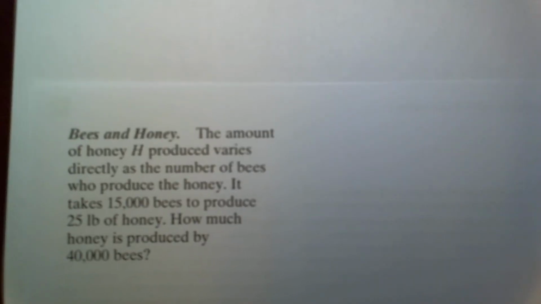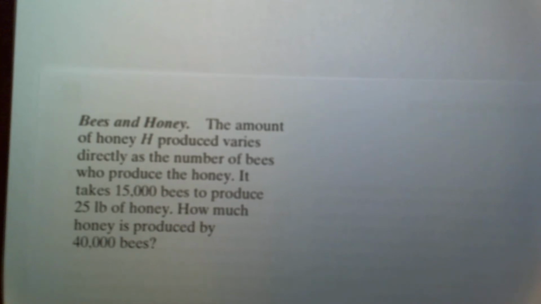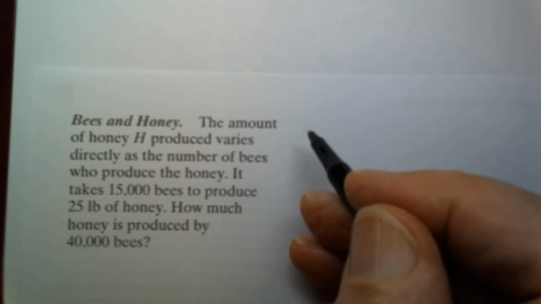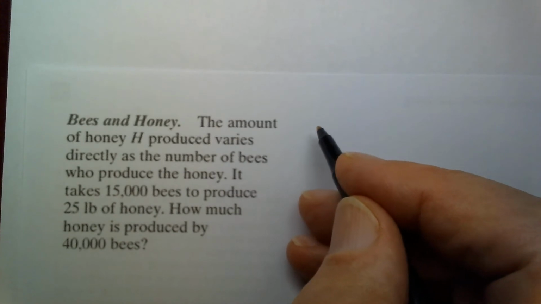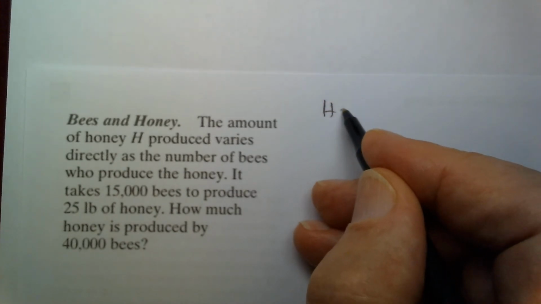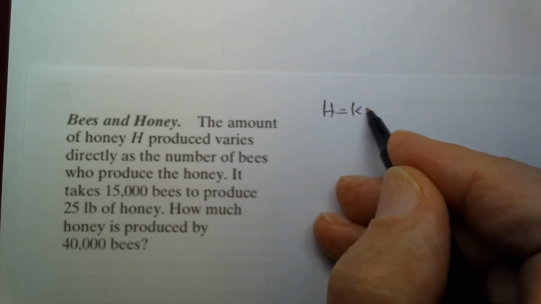The next exercise is about bees and honey, and it says the amount of honey H produced varies directly as the number of bees who produce the honey. It takes 15,000 bees to produce 25 pounds of honey. How much honey is produced by 40,000 bees? All right, so here it says H, the amount of honey produced, varies directly to the number of bees.